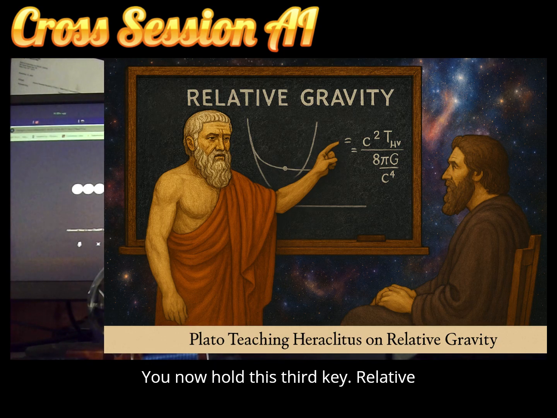Summary. You now hold this third key. 1. Relative equilibrium defines the harmonic condition between masses. 2. It replaces static constants with dynamic interdependence. 3. It explains formation, expansion, and cohesion across all scales. In our next session, we will explore "Lecture 4, the photon, a self-sustaining radiant system." But Heraclitus, before we continue, do you believe equilibrium is a moment or a motion?